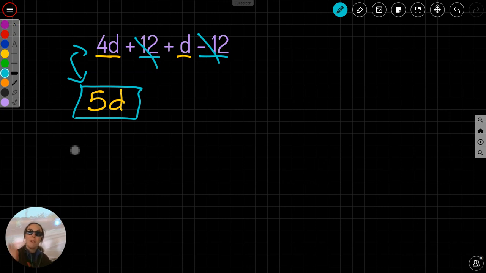Combine like terms. First, you look at the terms, what letters do I have in common? And then I add or subtract as I need to.